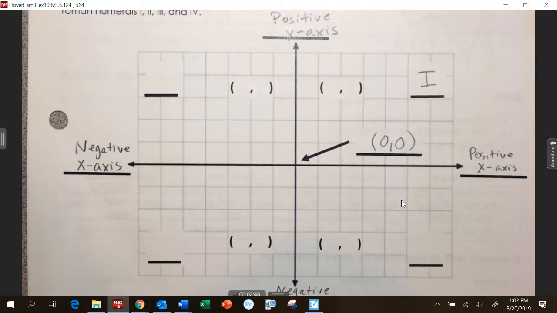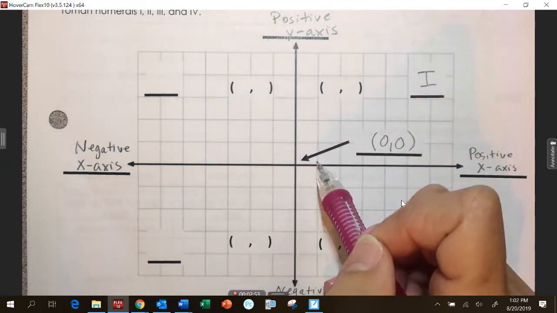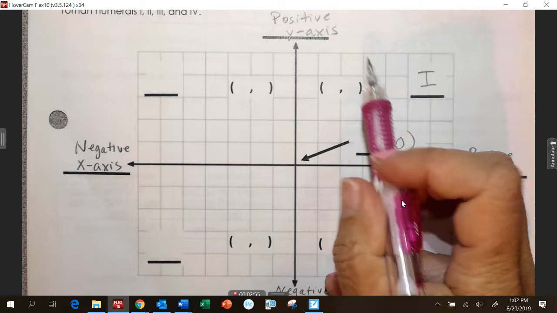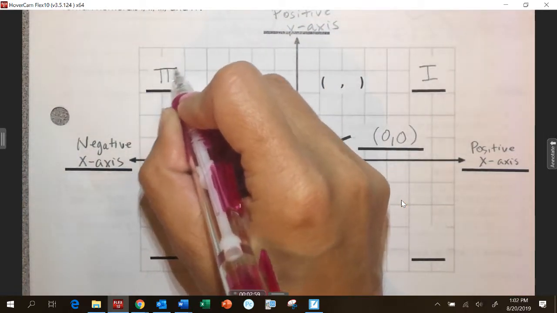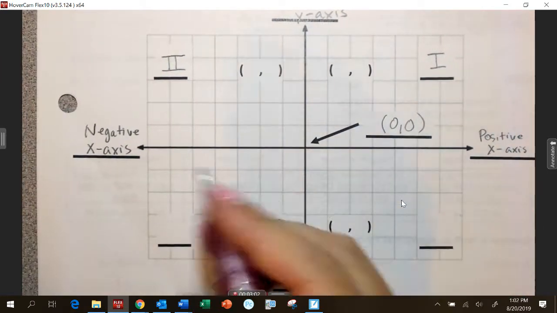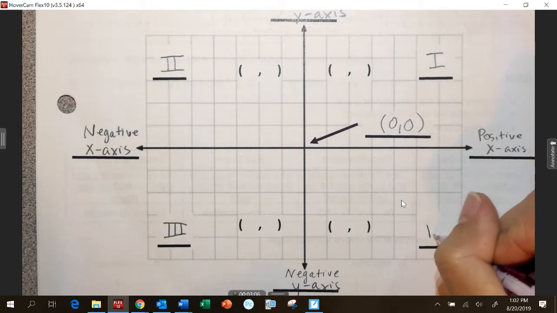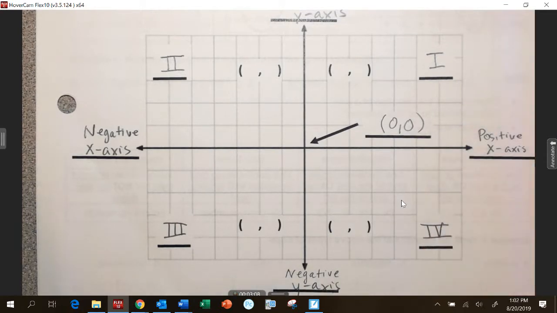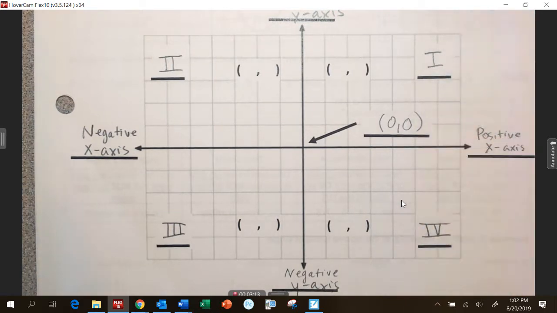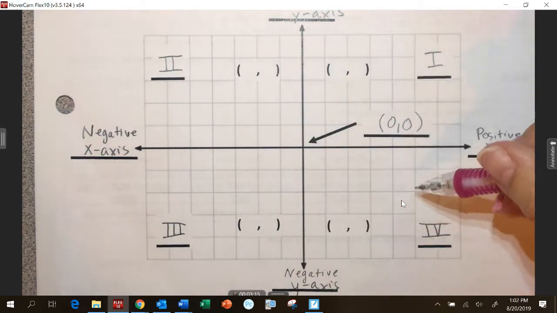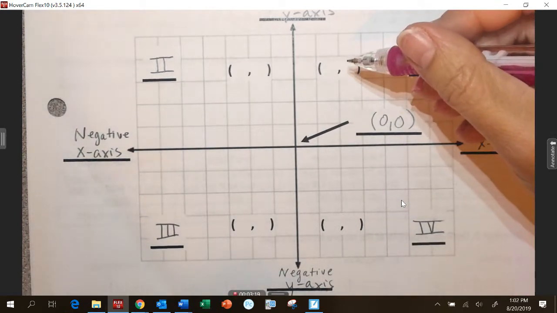Then from here, do we go clockwise or counterclockwise, or do we know? Yes. Weird, but yeah, we go counterclockwise, and this is going to be quadrant 2. We keep going. This will be quadrant 3 down here. And then quadrant 4, written in Roman numerals, is IV. Now there's some ordered pairs I kind of skipped over. That is just going to show what's positive and what's negative.